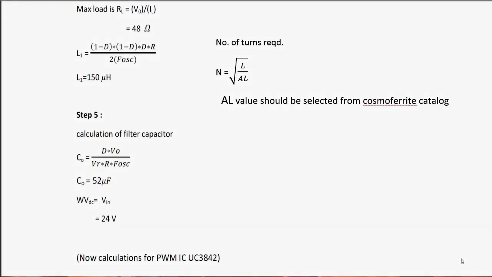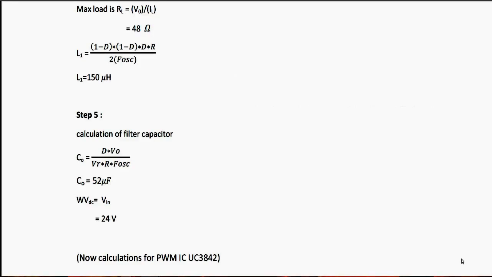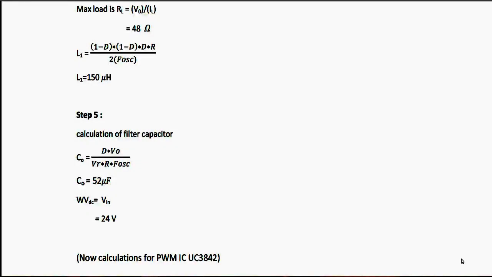Next step is to find out the filter capacitor. For that, we need to find out the ripple voltage percentage with respect to output, and that we may permit up to 1%. Hence, we should select the least capacitor value. Working DC voltage of the capacitor also should be considered. The ESR, that is equivalent series resistance of the capacitor, should also be considered.